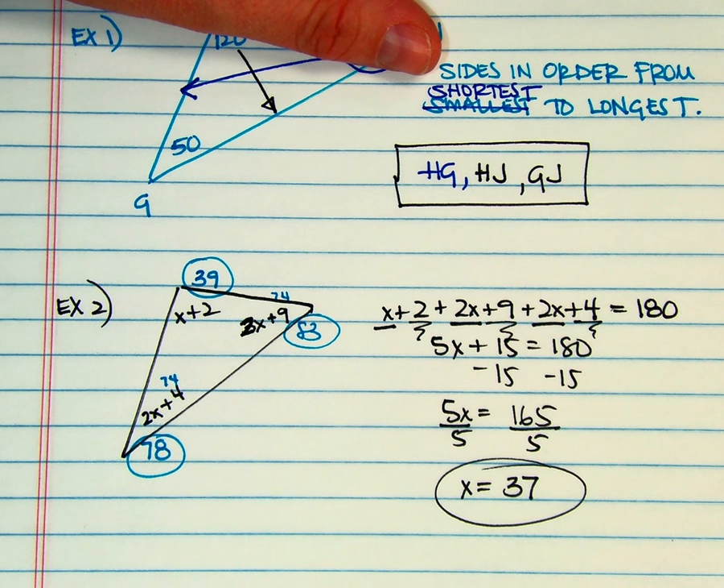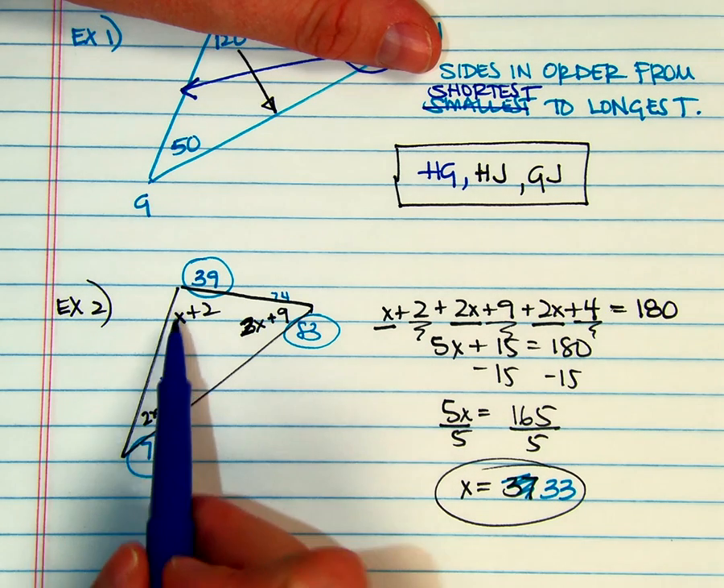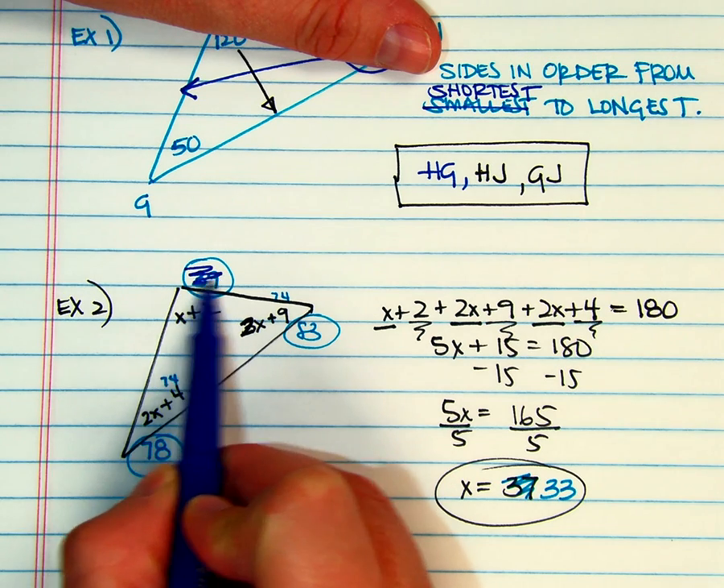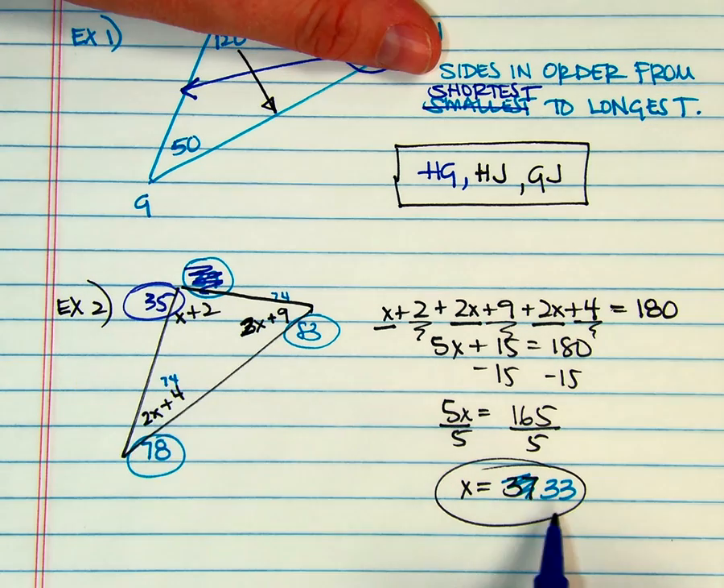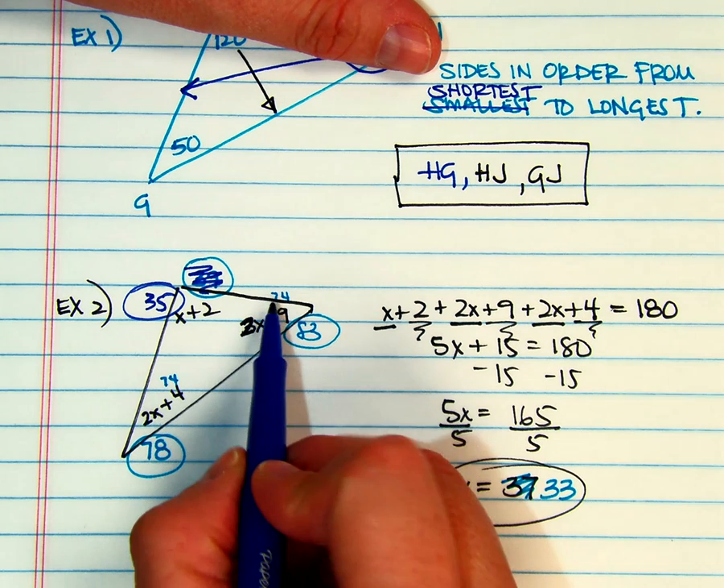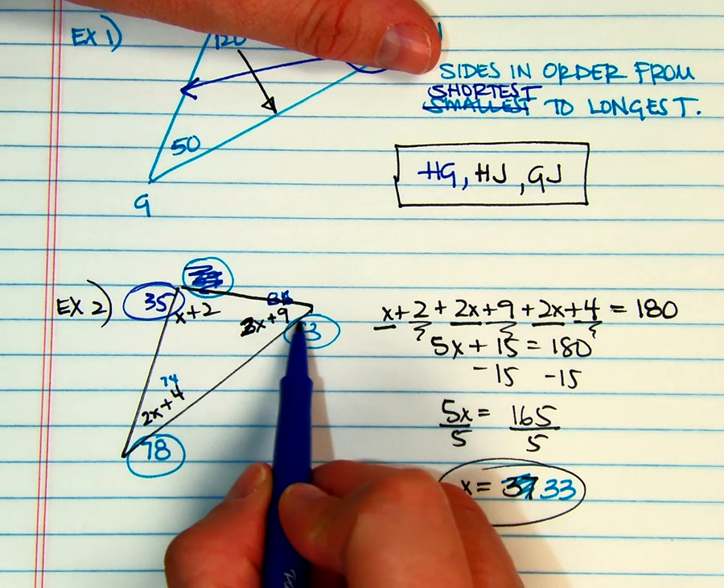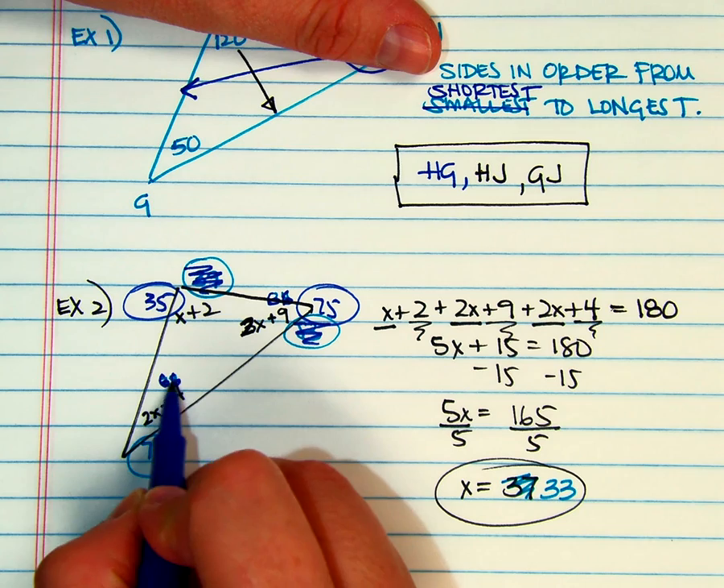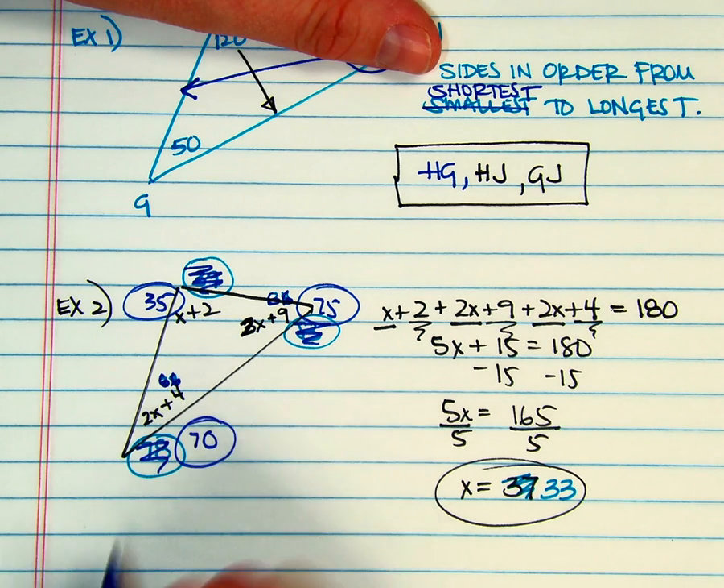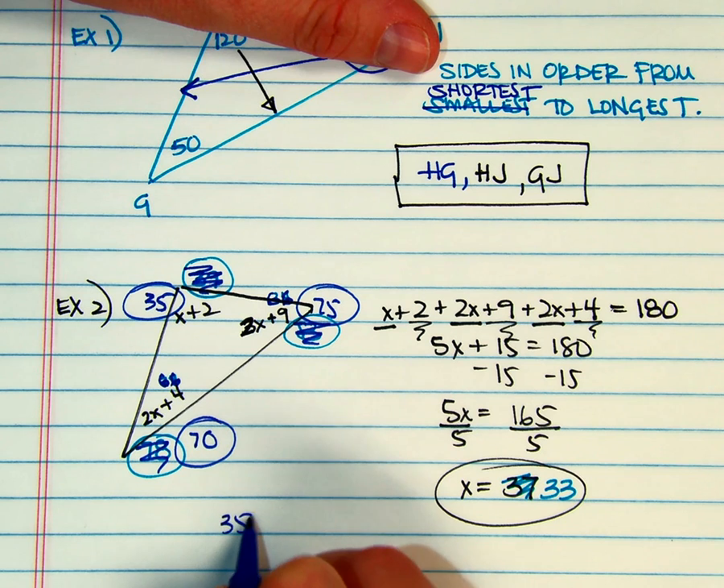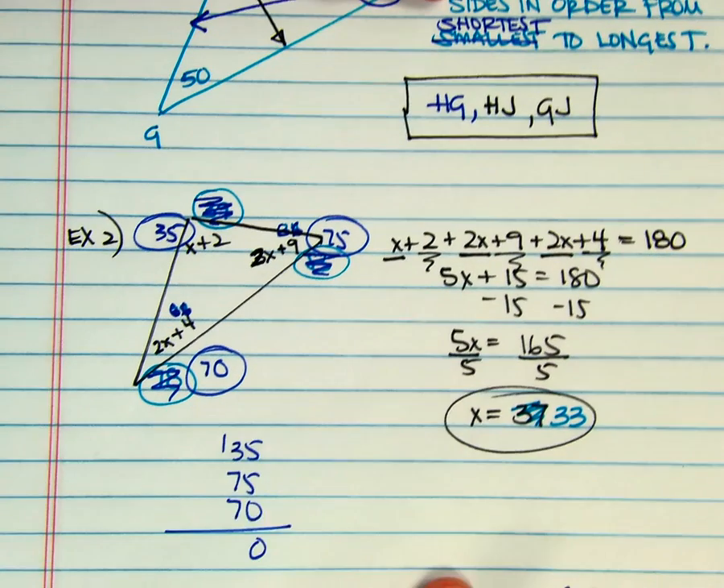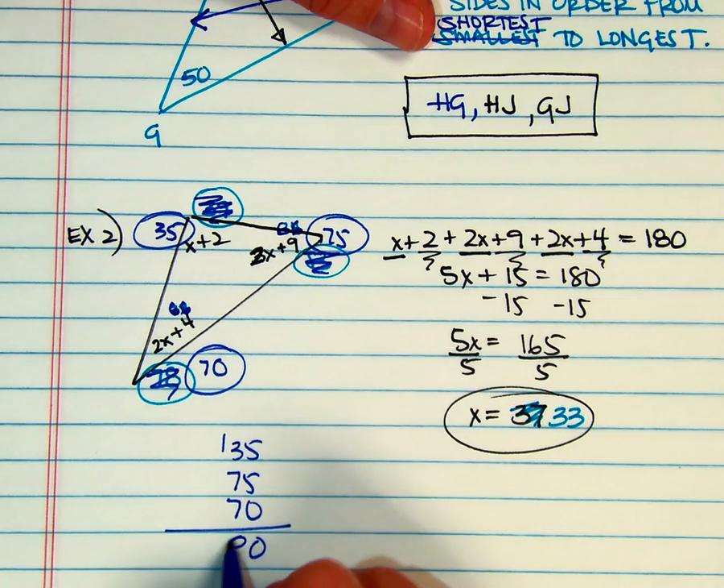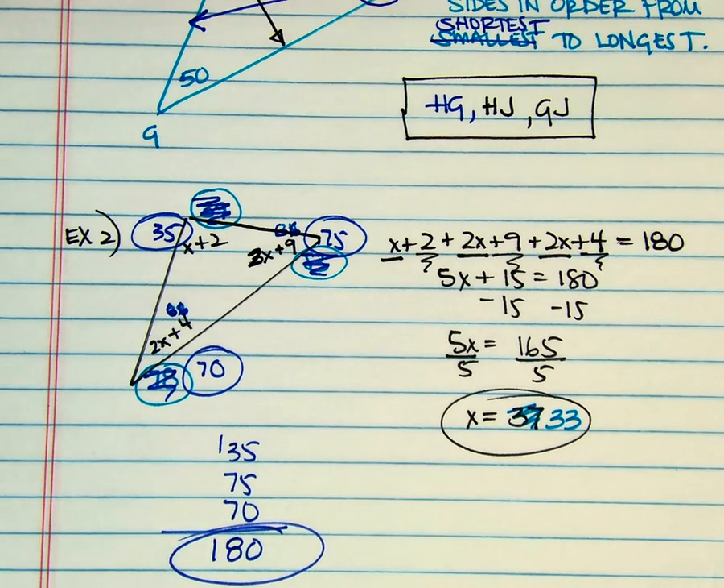Oh, oopsie. This should have been 33. This is why you check it. So let's go back. 33 plus 2, this should be 35. 33 times 2 is 66, plus 9 gives me 75. And 33 times 2 gives me 66, plus 4 gives me 70. So now the 35 plus 75 plus 70 better add up to 180. There's 14, 15, 16, 17, 18. There we go. That's why you plug it back in and check.